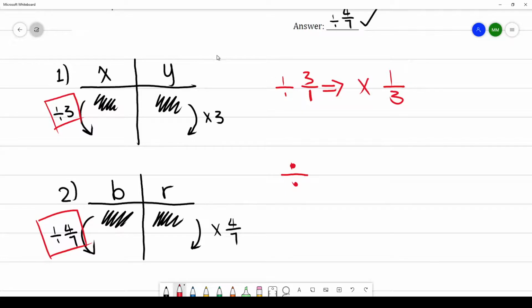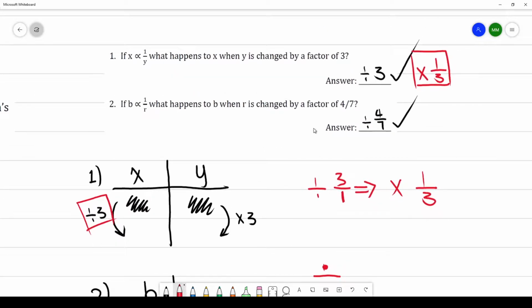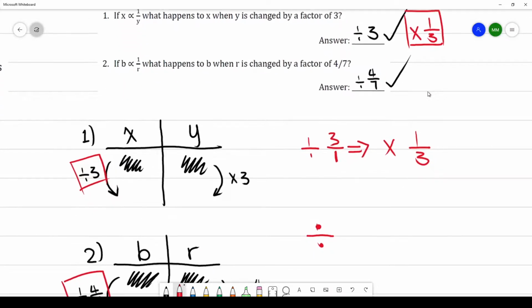Now, why do I want you to express it as a multiplication? Because when we say that we change something by a factor of something, that is always saying multiplication. So even if it's changed by a factor of 4 over 7, that means R is getting smaller. But even when R is getting smaller, it's still a multiplication. Just the fraction is less than 1, so R is getting smaller. But when we say change by a factor of something, it's always a multiplication.